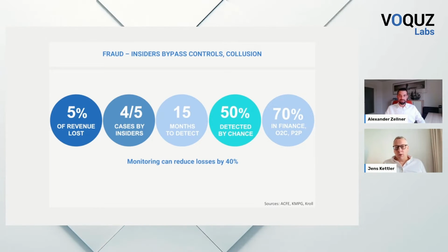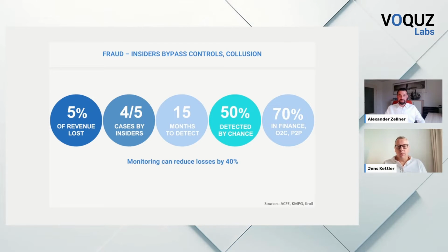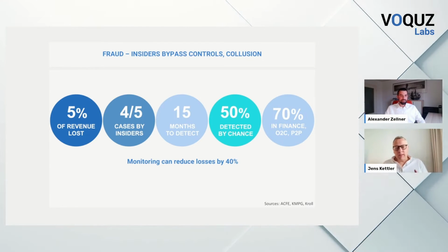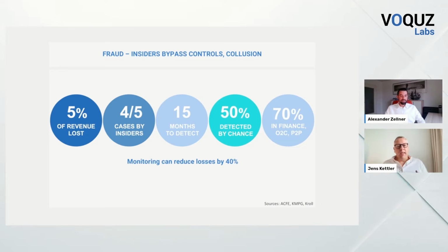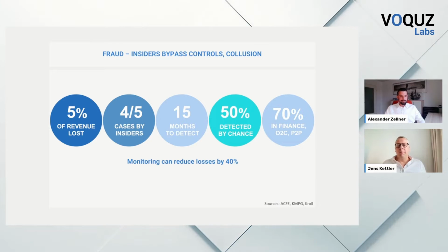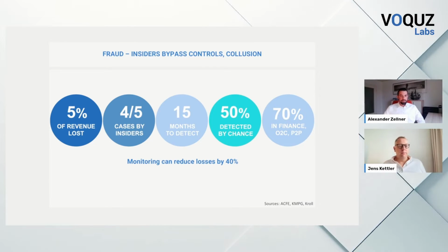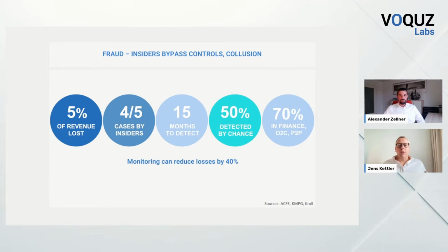And also in these cases, you see something similar to one of your slides where you say it takes really long to detect the cases. That's the same phenomenon we see with insider cases and fraud, that it takes really long to detect them. In many cases, it's not even by monitoring or by actively investigating something, but just by chance you have a whistleblower or things like that. So also here, similar to what you said, automated monitoring really makes sense.